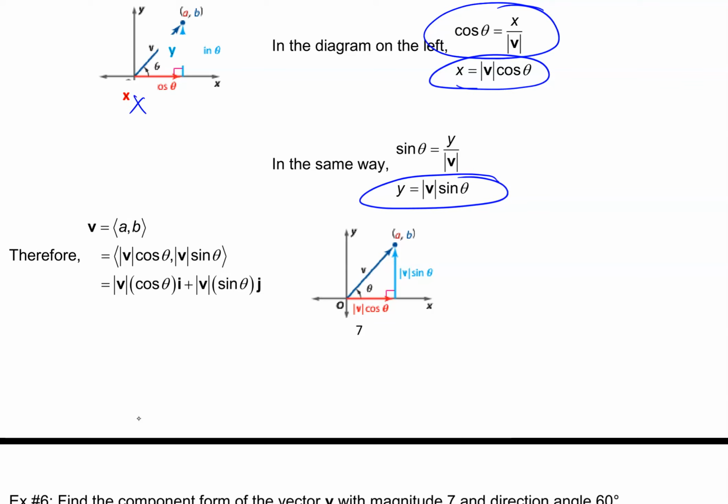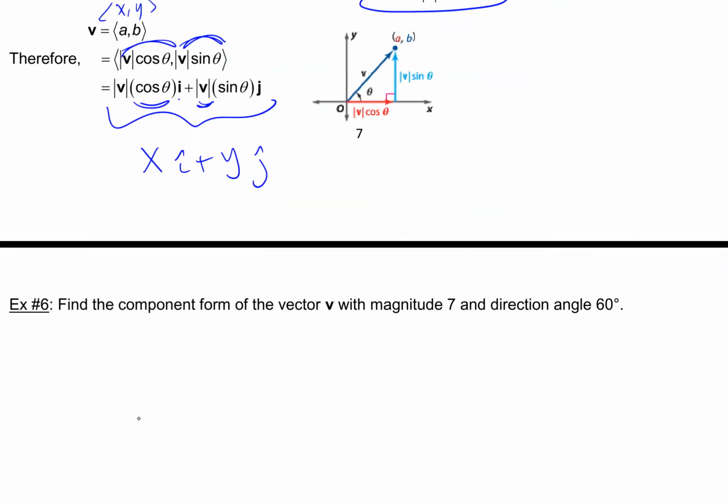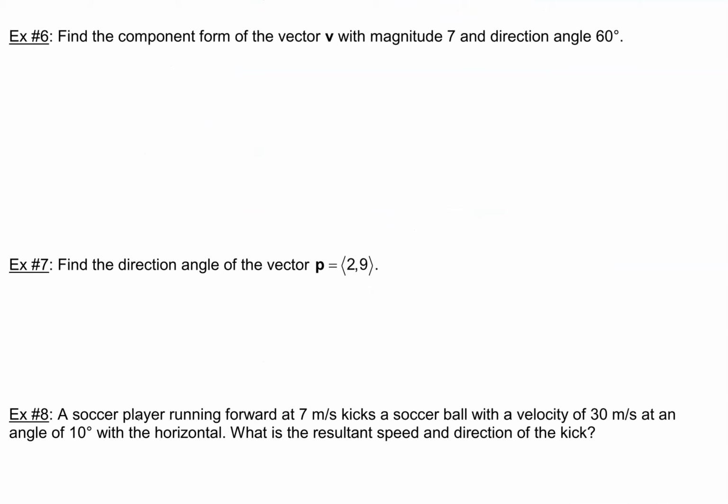Therefore, we can write it as, right, so this is your x, this is your y. My x was the hypotenuse times cosine. My y was the hypotenuse times sine. So instead I could say the magnitude of our resultant vector times cosine i hat plus the magnitude of our resultant vector times sine j hat. Literally, this whole thing is just x i hat plus y j hat. Perfect. That's all it is. Just a review.